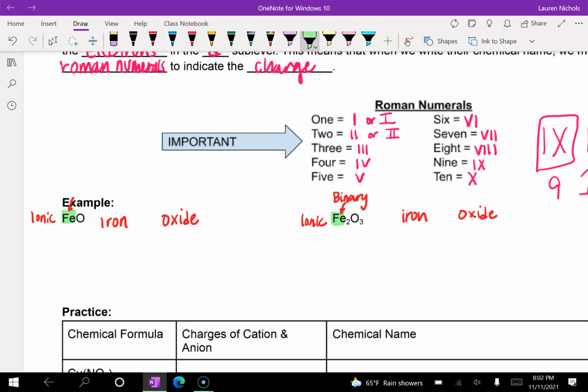However, we know that they have different formulas. You have Fe2O3 and FeO, right? They're different formulas, so they can't have the same name.